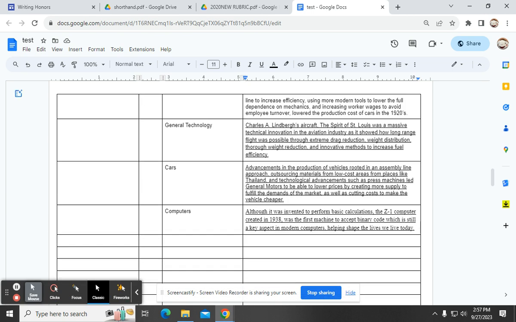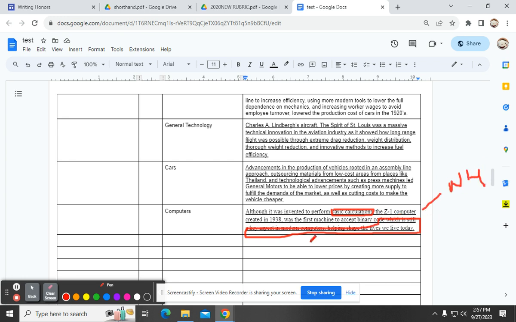Although it was invented to perform basic calculations, come on, you're making an assumption here. I'm offended at that point. The Z1 computer, created in 1938, was the first machine to accept binary code, which is still a key aspect. This right here seems to be talking about today, which is not allowed. This clearly is not historic, and you want to avoid that.